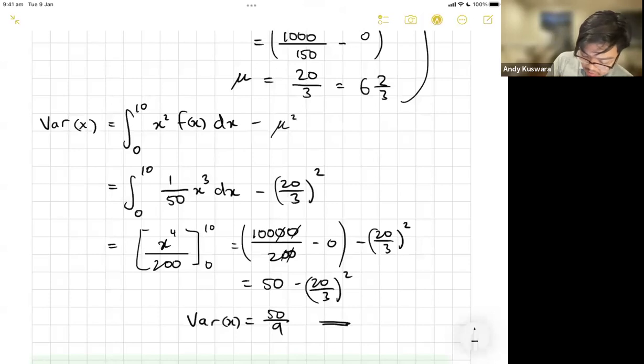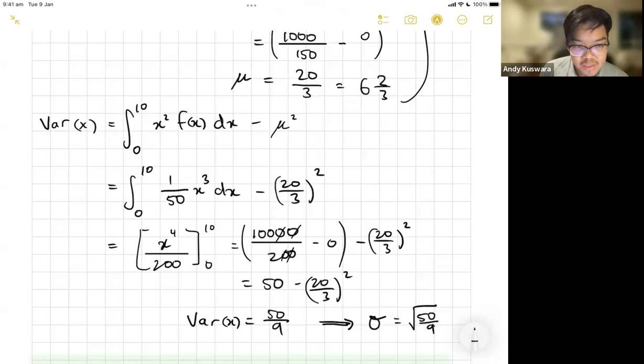To take that further, how do I find my standard deviation? It's just going to be the square root of that, so the square root of 50 on 9. That becomes your answer. I'm happy for you to simplify that or give it an actual number. That there is your general process.